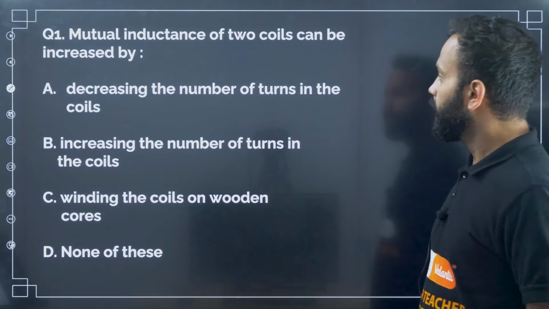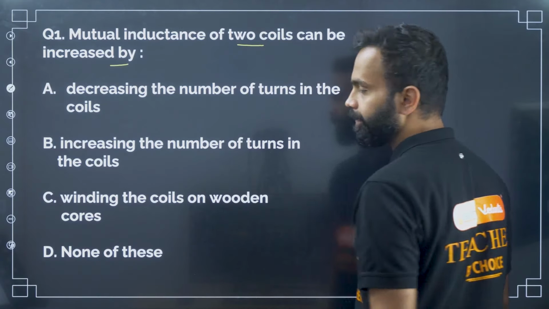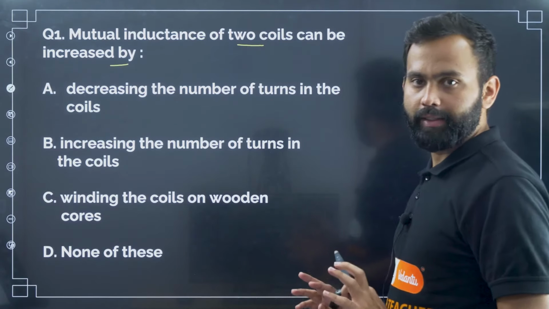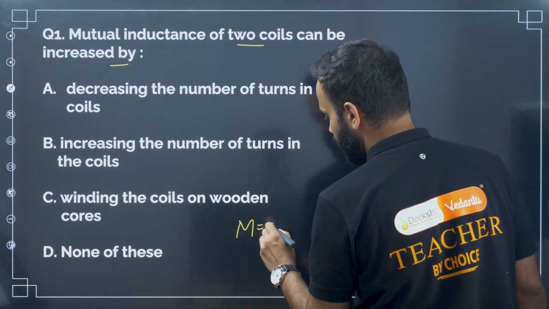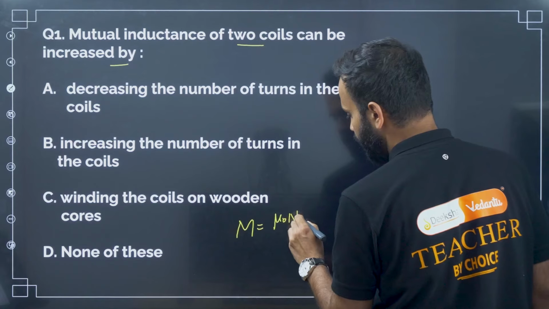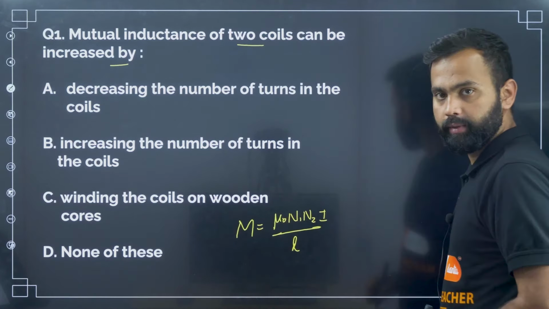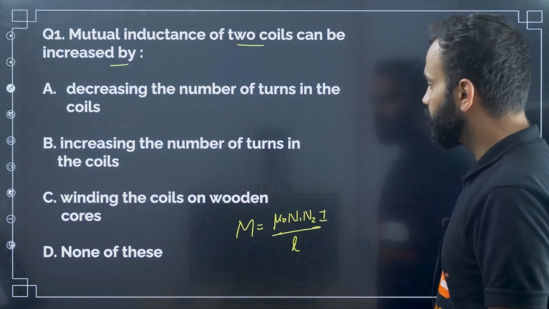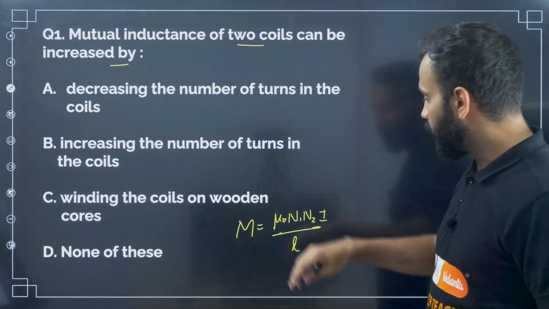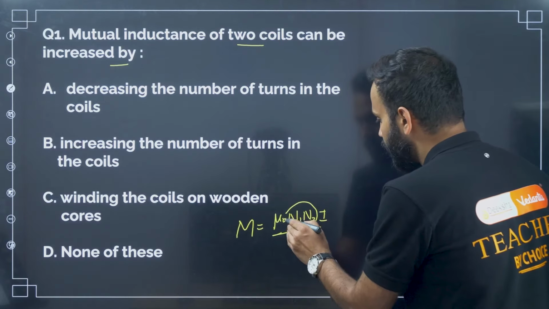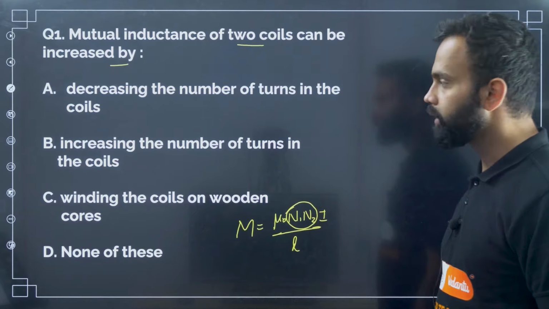Question number 1. Mutual inductance of two coils can be increased by. Let us write the mutual inductance of the coil. What is the mutual inductance of the coil? M is equal to mu naught N1 N2 into I divided by L, right? So this is the mutual inductance of the coil. We can increase the mutual inductance of the coil by increasing the number of turns in the coils, isn't it?